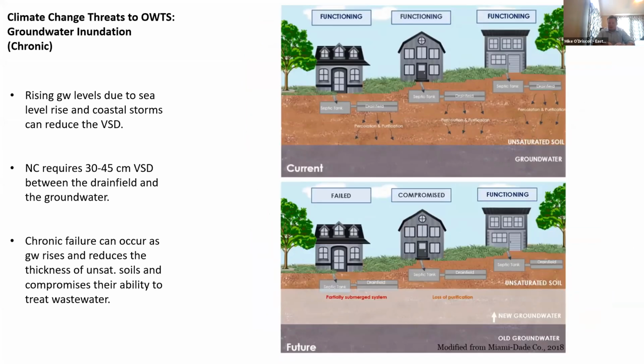So just going back to some of the work they've been doing in Miami-Dade County, where they have a large number of systems that are compromised, they started to class their systems based on systems that are functioning, where they have a thick vertical separation distance. And then some of the changes that have occurred as the groundwater table has risen over time. So you get compromised systems, where the water table has risen up to a level where you don't get the same unsaturated zone beneath your system. And so you lose some of that treatment capability. And then the worst case scenario is to the left, where you have failed systems, where the water table has risen enough that the systems are chronically submerged. And so there won't really be good treatment of that waste.